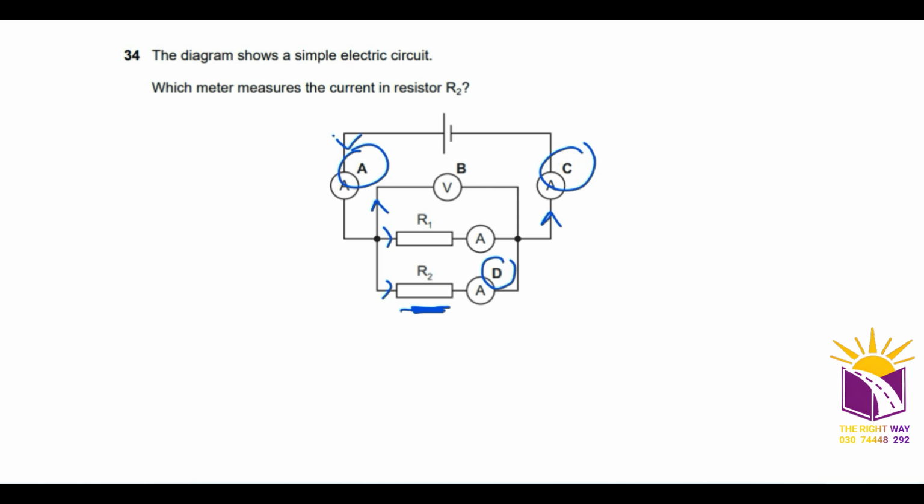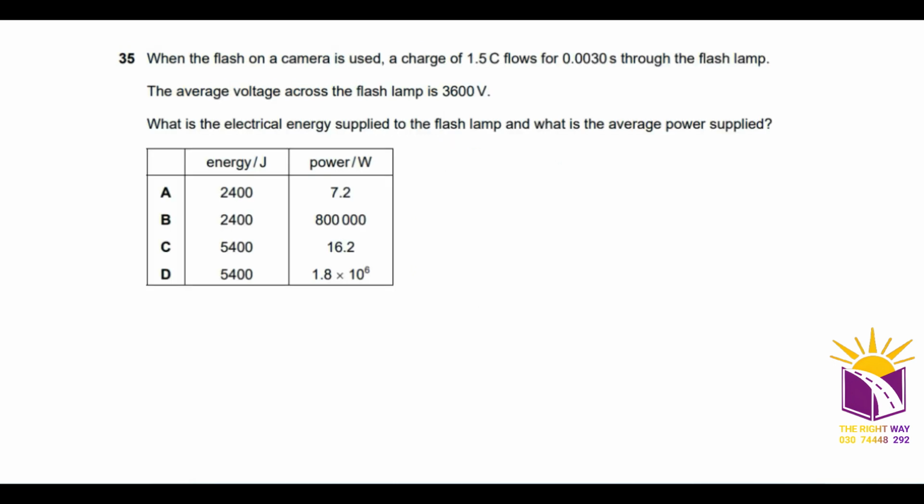So D is the right option for the current. If you are asked about the voltage, you are going to use B. For this particular question, the answer is D.